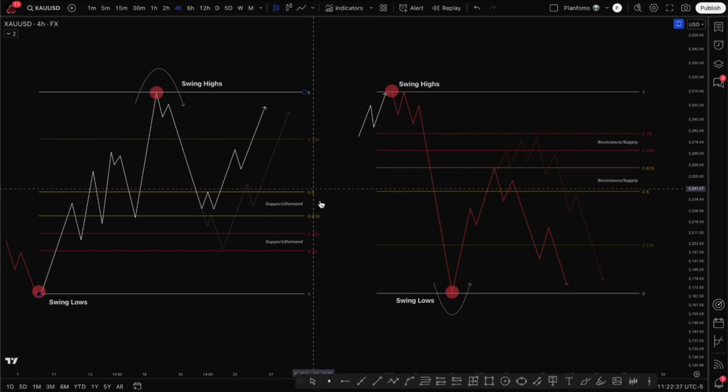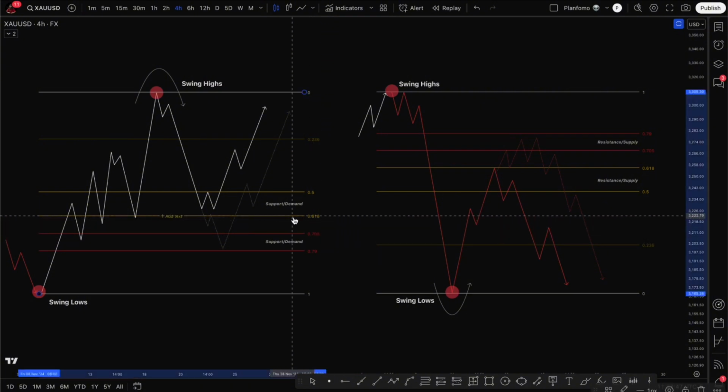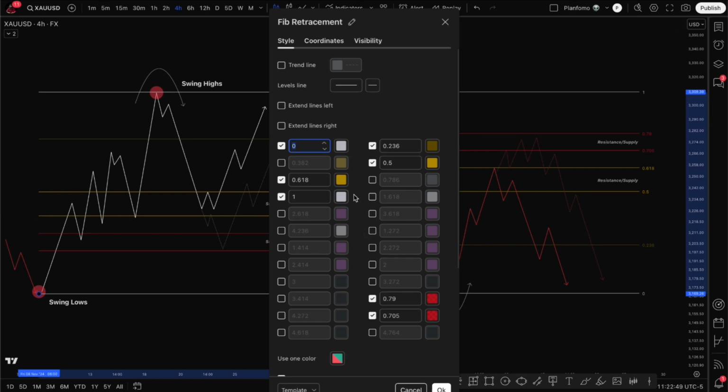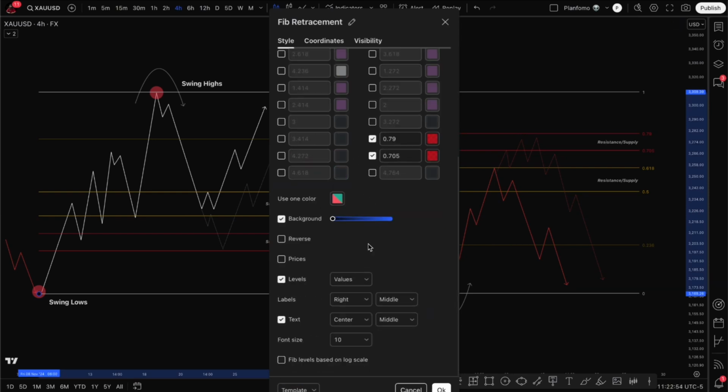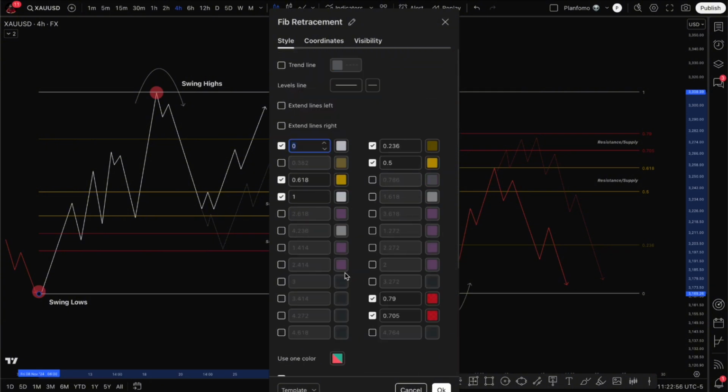This indicator is a must-have for all traders. And guess what? Most traders use it completely wrong, and that is why they keep getting stopped out. So you have to customize it a little bit. Take a pause. Those are the levels that I kept in my Fibonacci retracement tool settings. Yep, that is pretty much it.